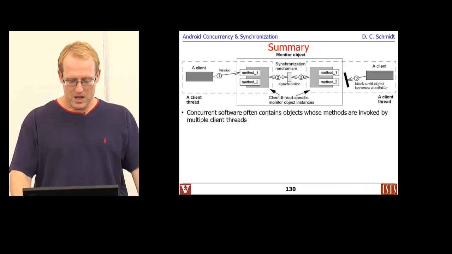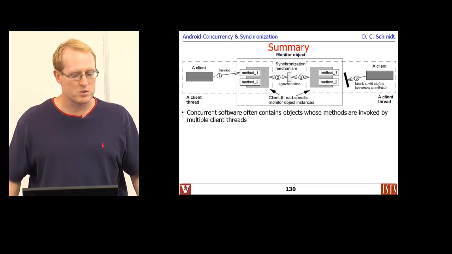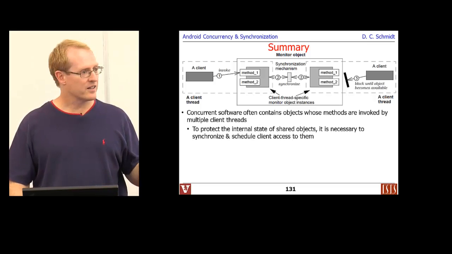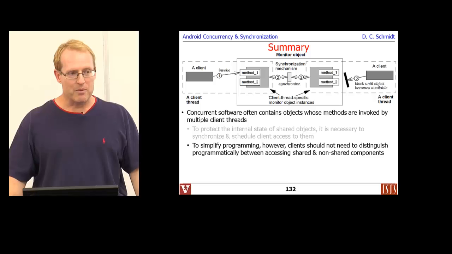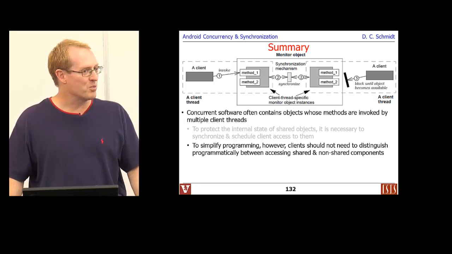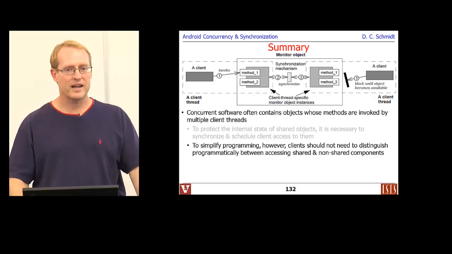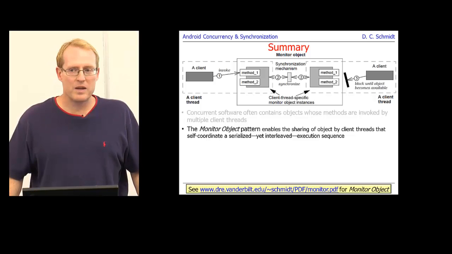OK, so to summarize this discussion, concurrent software often contains objects whose methods need to be invoked by multiple threads at a time. We want to protect the state of those objects by using some kind of synchronization mechanism. And we'd like to not have clients know this is taking place, because it would require them to have too much knowledge of how the synchronization locking protocol works. We want to encapsulate that behind the scenes. The monitor object pattern is used to share objects between multiple threads while still preserving a nice object-oriented programming abstraction.